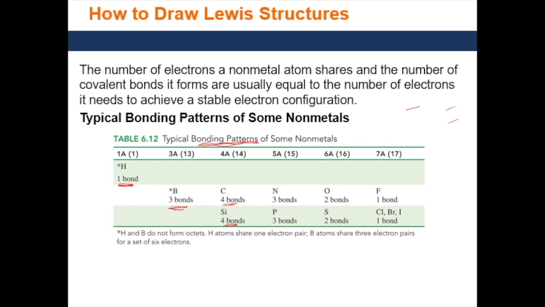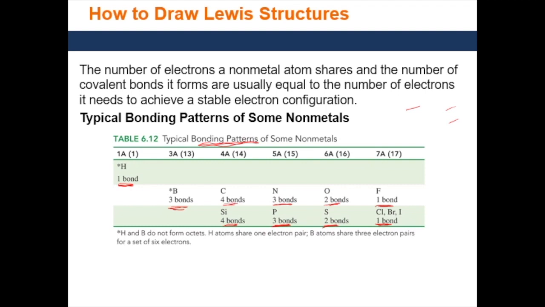Elements like nitrogen and phosphorus usually form 3 bonds each. Elements like oxygen usually form 2 bonds each. Elements like fluorine, chlorine, bromine, and iodine usually form 1 bond each. Now the question would be, do I have to memorize this? The answer is yes. And the second question is, how can I memorize everything?